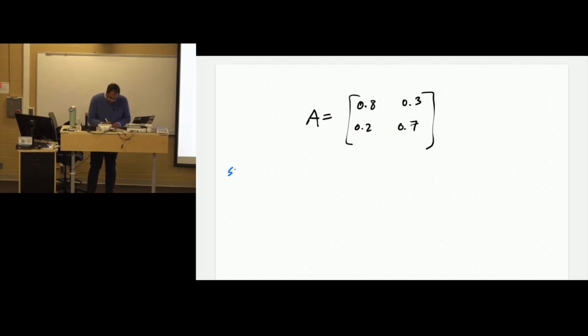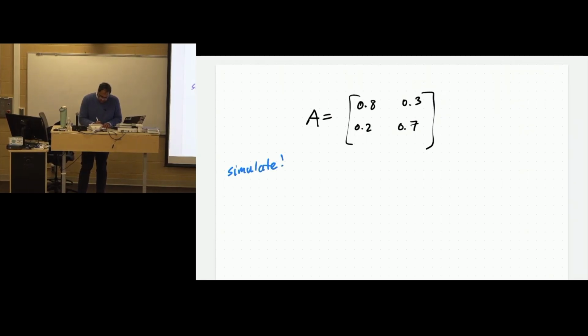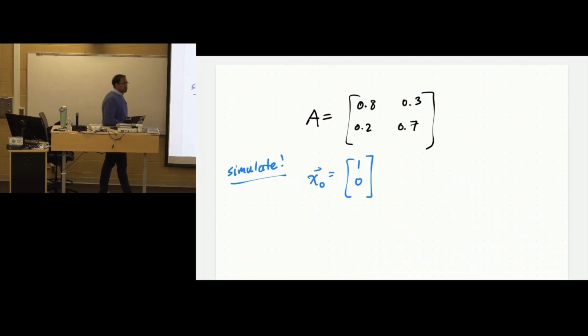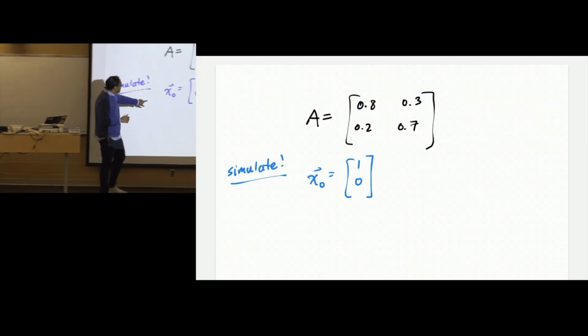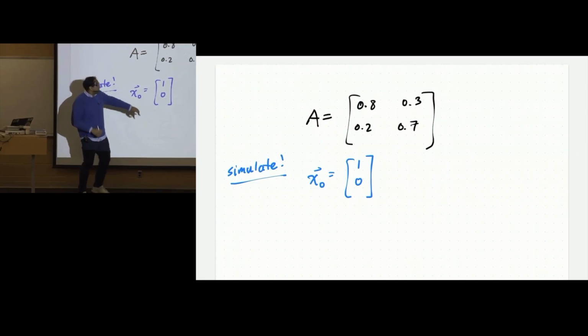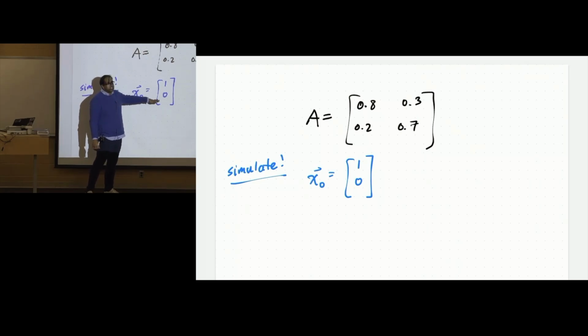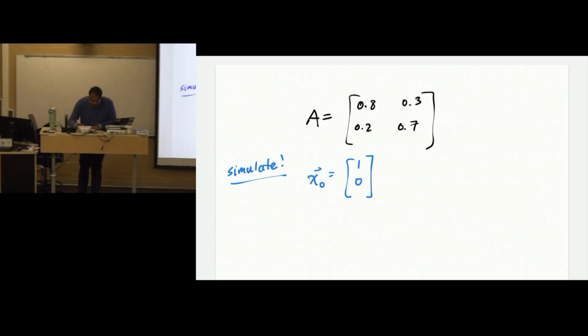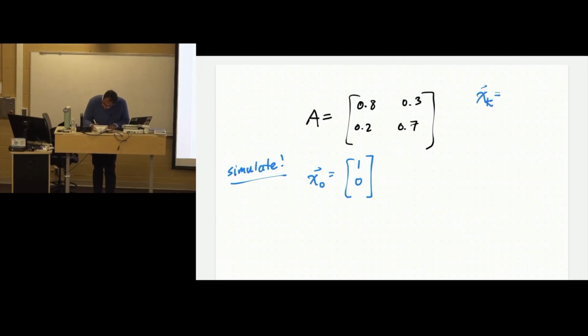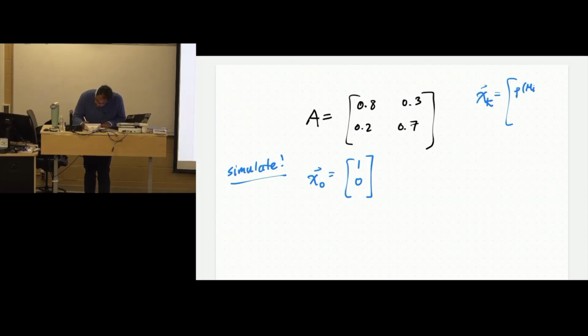We'll simulate. So in year 0, let's pretend we know for sure Michigan wins. And let's pretend x sub k represents the probability of Michigan winning and the probability of Ohio State winning in year k. We okay with that? So that is x_k equals p Michigan and p Ohio State in year k. Okay.